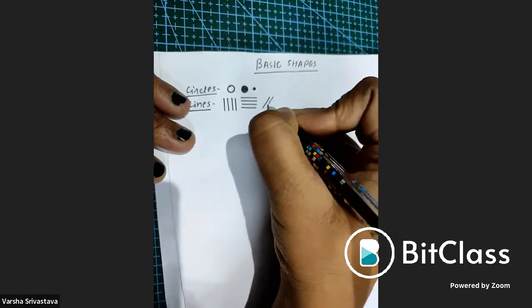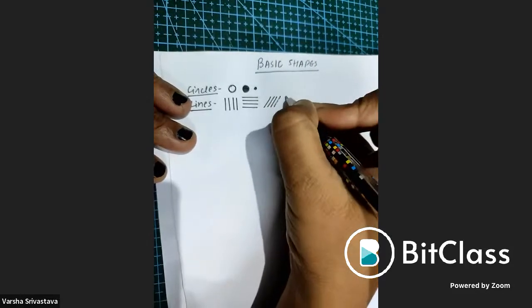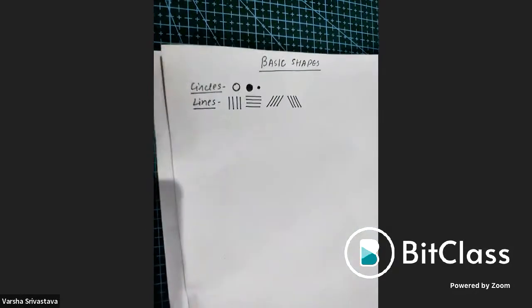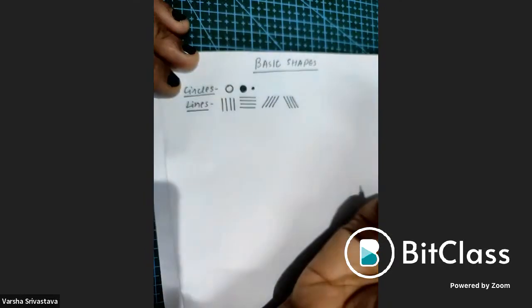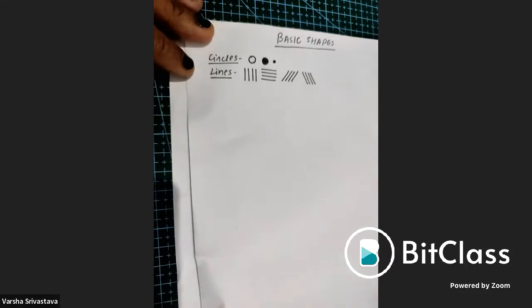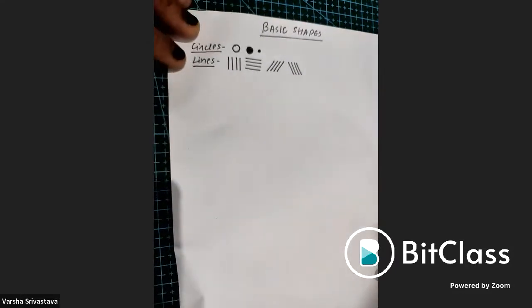Next, I'm making the slant lines or tilted lines. Okay. So first one, vertical or straight, second horizontal or sleeping, and third, fourth are the slant lines or tilted lines. We also call them diagonals.